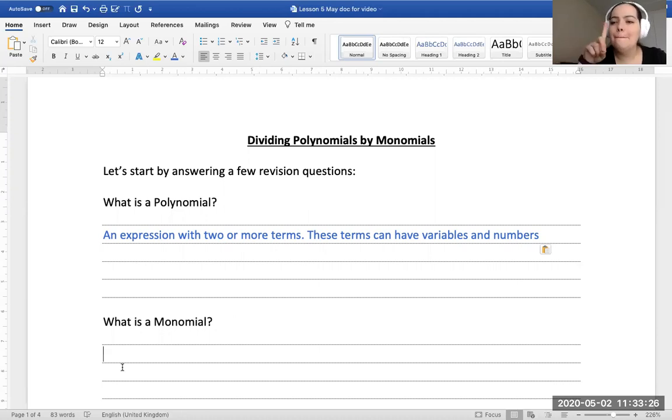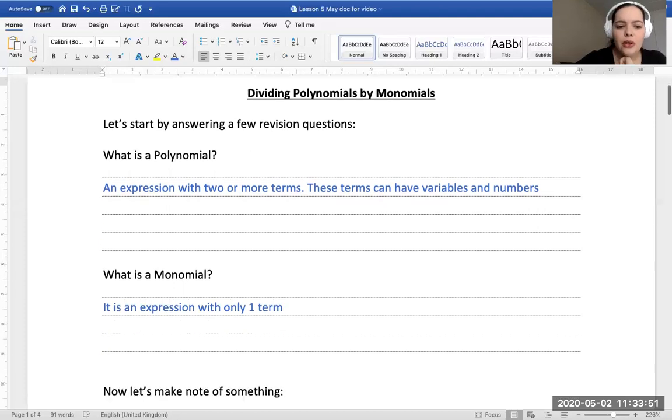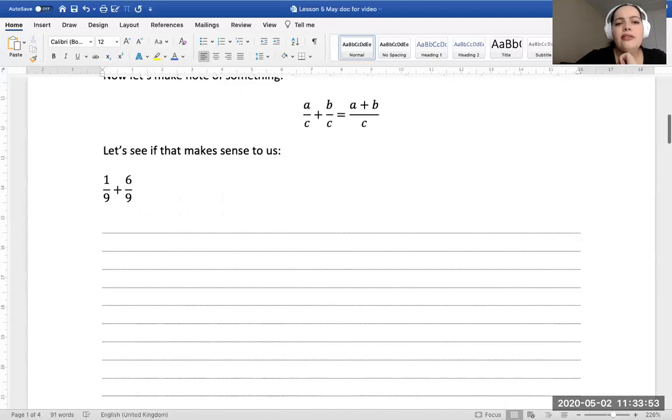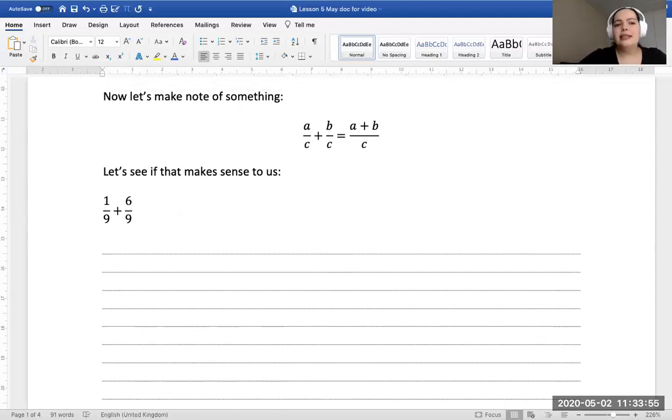Now we need to remember that a monomial, mono usually just means one. So it is an expression with only one term. So please make those notes if you need to. If you don't remember them from the things we covered in the extension activity, then there you go. So what we're basically doing is we're taking something with lots of terms and we're dividing it by something with only one term.